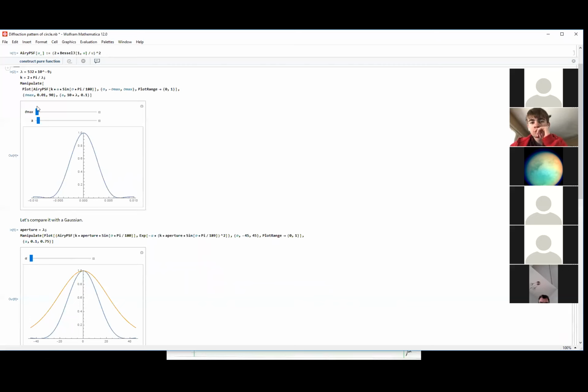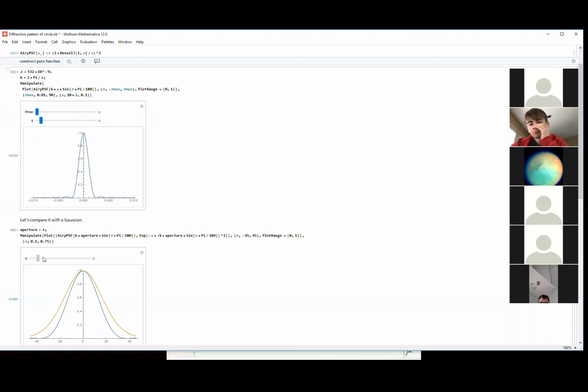We can fix the wavelength, so we fix the value of k. We can change the diameter of the lens. And as we change the diameter of the lens, we can see that this width changes. If we go from looking at the focal plane to looking at the diffraction pattern as a function of angle, we'll get to that in a little bit.